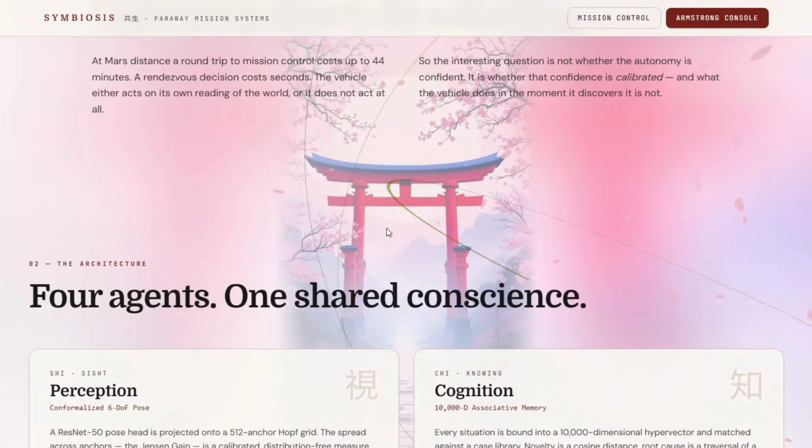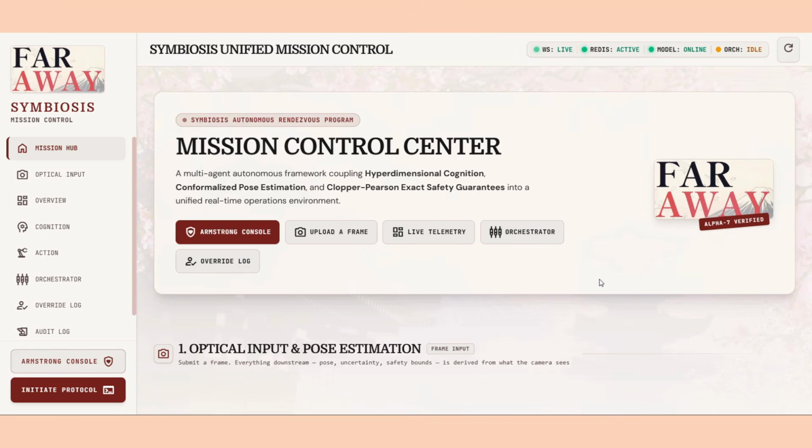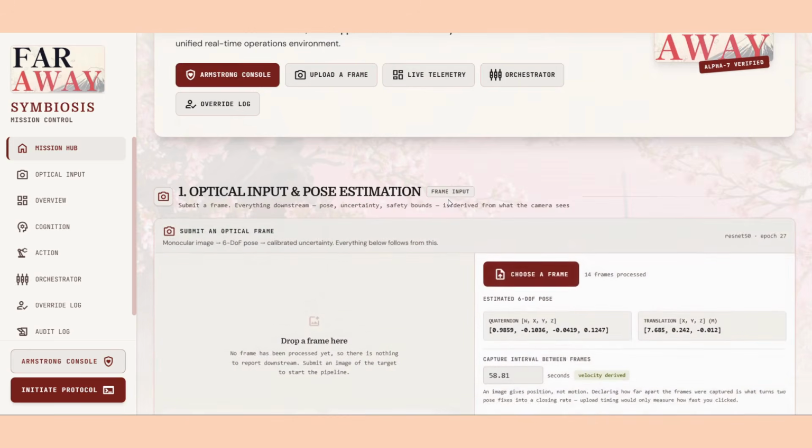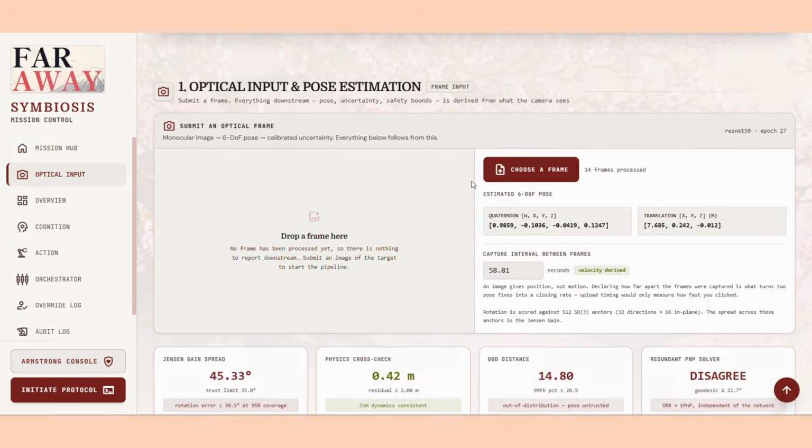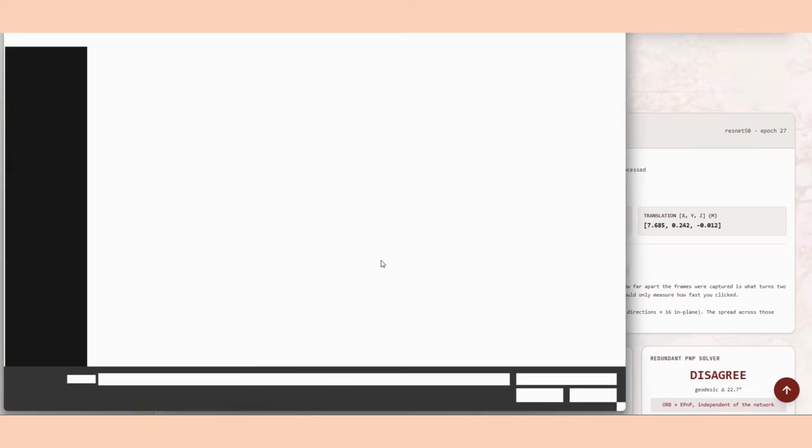So here we, Team Slayers, introduce Symbiosis. Symbiosis is a multi-agent framework that uses hyperdimensional cognition, centralized pose estimation, and Clopper-Pearson safety guarantees in a unified real-time operations environment. Let us understand this by adding an image of a spacecraft.